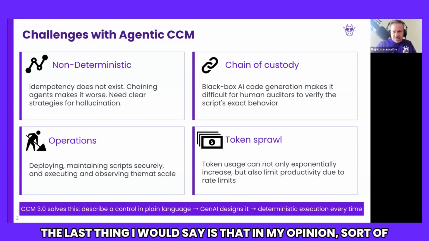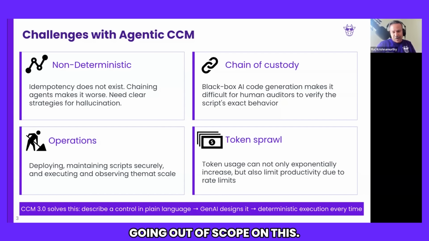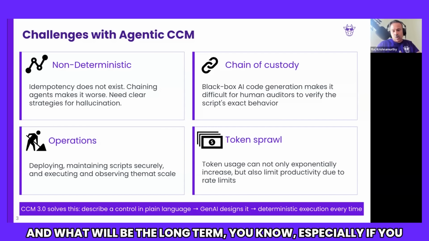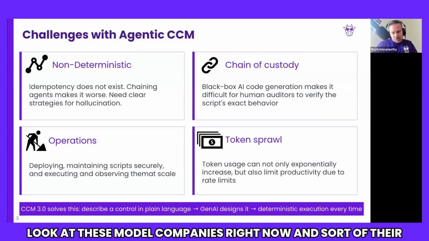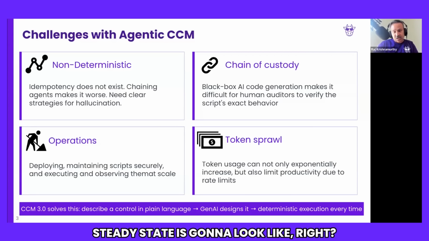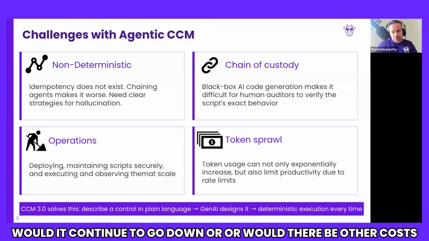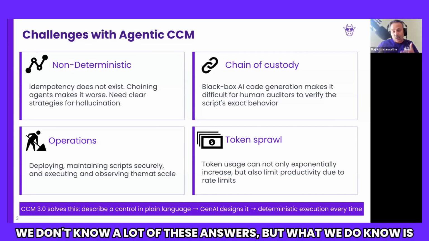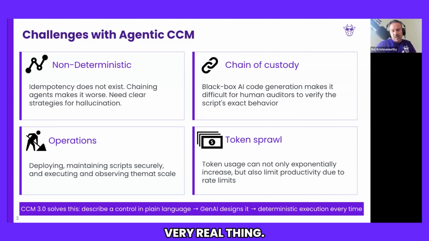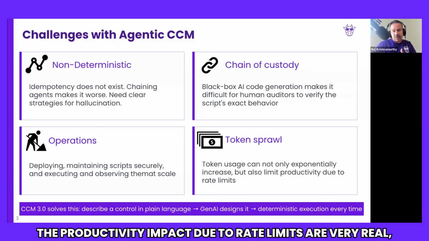The last thing I would say, in my opinion, going slightly out of scope, is that it is also not clear how much of these costs are subsidized and what will be the long term, especially if you look at these model companies right now and their operating margins. We also don't know what the steady state is eventually going to look like, right? Would it continue to go down, or would there be other costs that will get added that we are not seeing today? We don't know a lot of these answers, but what we do know is that even with the answers that we know, token sprawl is a very real thing. The productivity impact due to rate limits is very real, right?